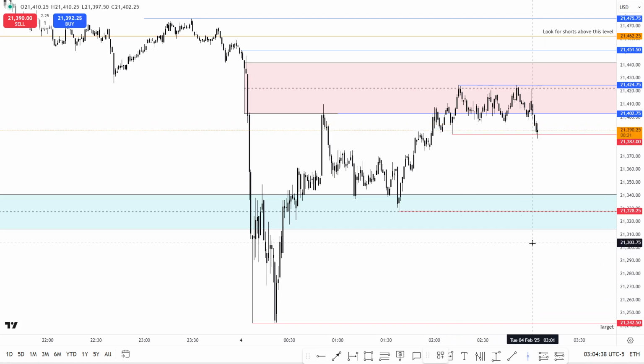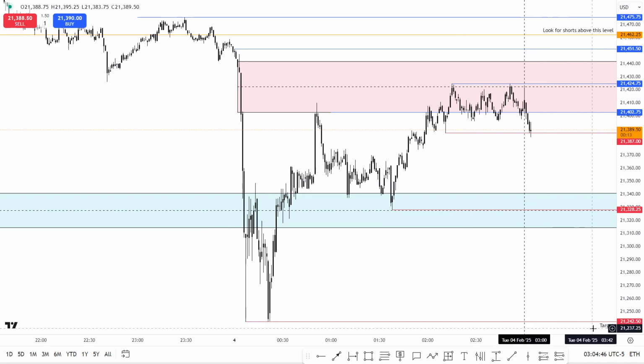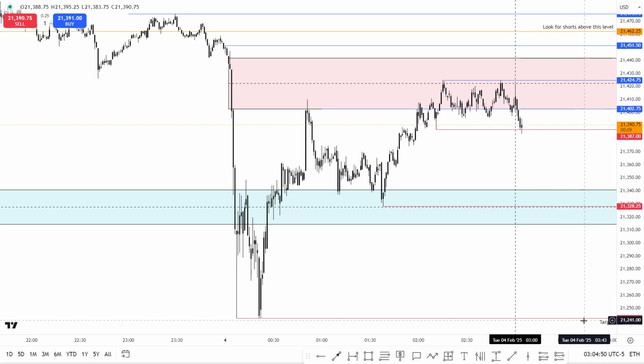So now that we're looking at it from this perspective, 3 a.m. opens and trades lower. Engineers a buy side liquidity. So for now, the narrative is we're going to go lower. The bias, sorry, is we're going to go lower. But what's the narrative? Meaning, how are we going to go lower?